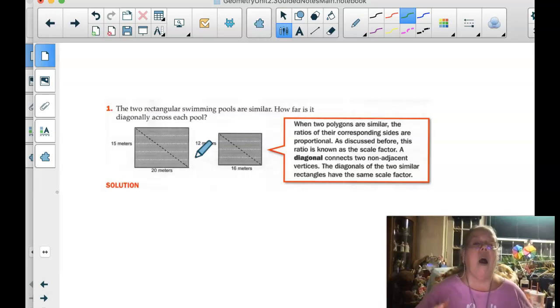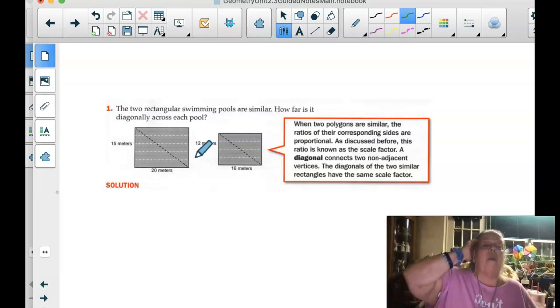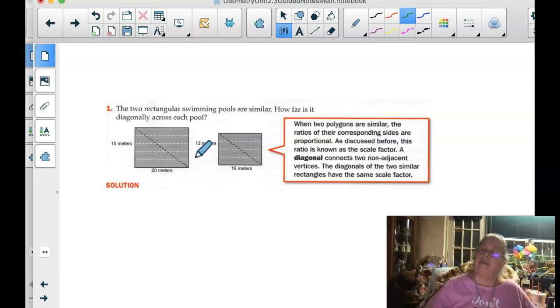Check that out. All right, but what I want to do first is I want to find the diagonal of the first one. And I'm going to use the Pythagorean theorem, okay?